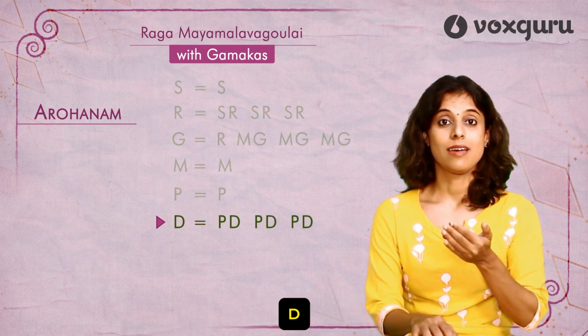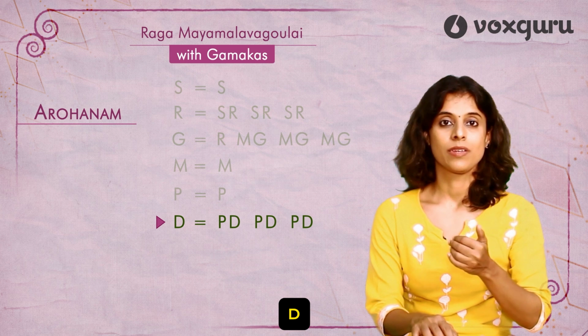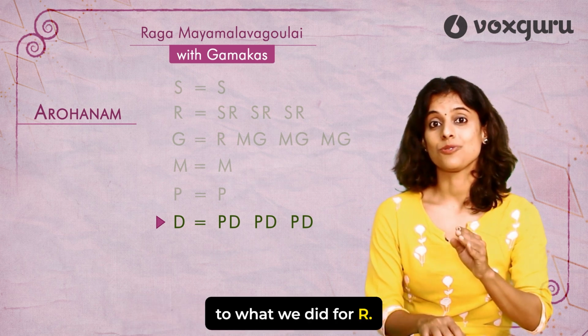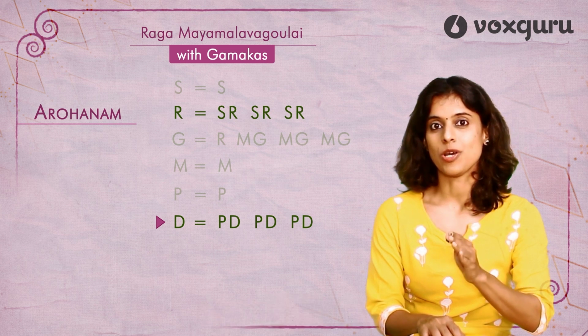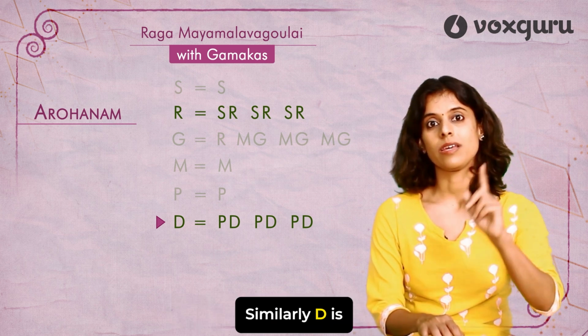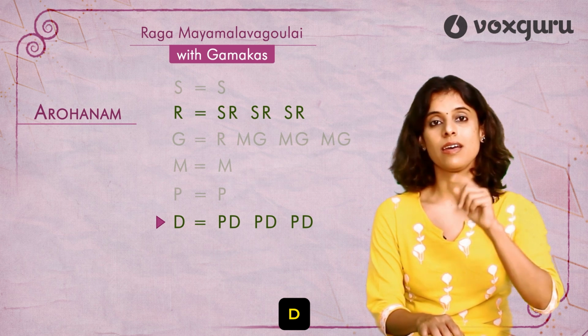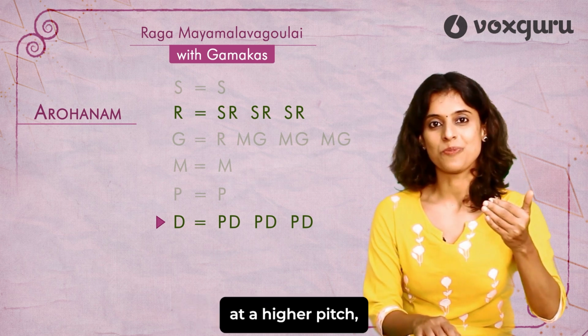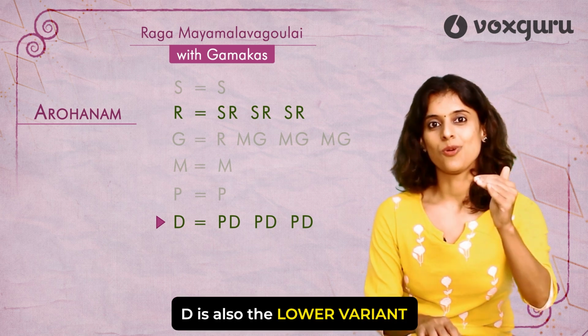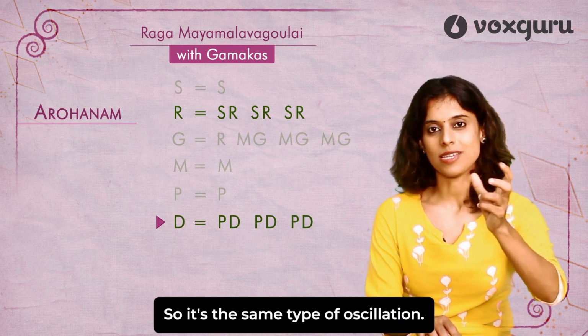Then comes Da. Here we are oscillating between Pa and Da. This is a very similar oscillation to what we did for Re. We oscillated between Sa and Re. Similarly, Da is oscillated with Pa. Although we are singing it at a higher pitch, the gap between the notes is the same. Da is also the lower variant, so it is very close to Pa. So it's the same type of oscillation.